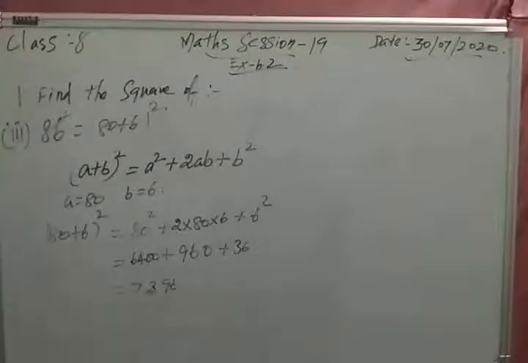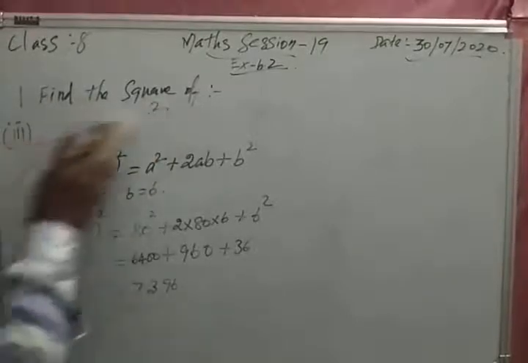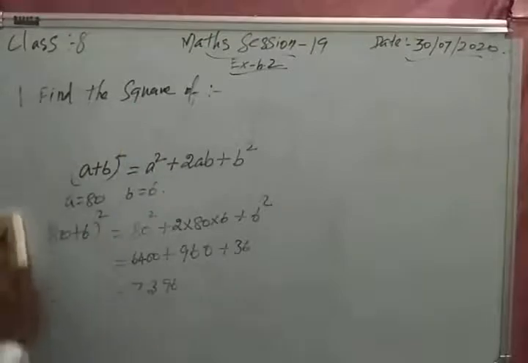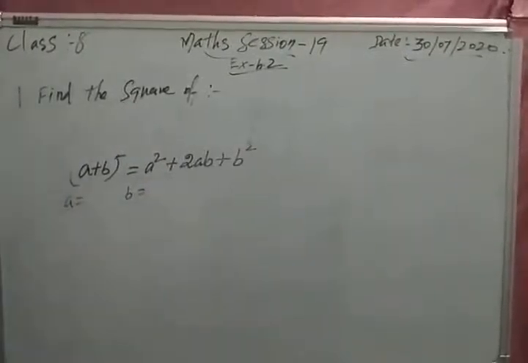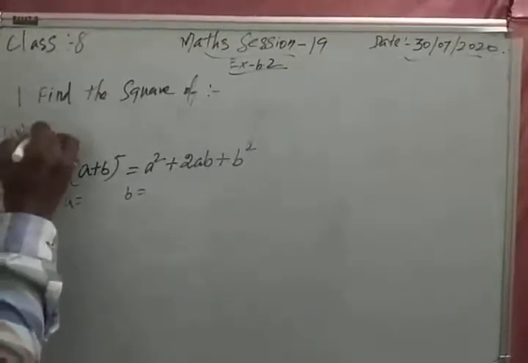Okay. Now the fourth one is also the same as that. Fourth and fifth I will do it. Sixth one I will give you as homework. Okay. What is the fourth one? Option 93. Fourth one, option 93.